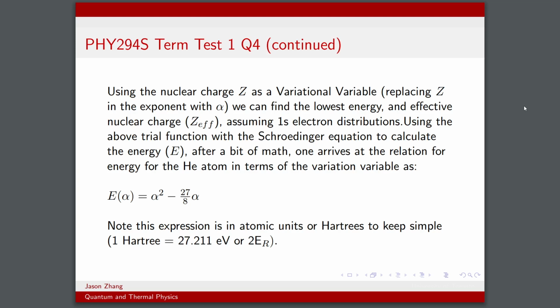So this whole derivation is done for us. We don't have to worry about it too much. It's just given in the context of the question. Note that this expression is in atomic units or Hartrees to keep things simple. One Hartree is equal to 27.211 electron volts, or twice the Rydberg energy, which is basically the energy of an electron in the lowest energy state in a hydrogen atom.